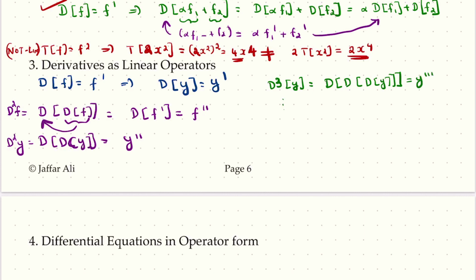In general, the nth derivative D^n of y is D of D of D and so on, totally n number of them. You're going to have another D of y, right?